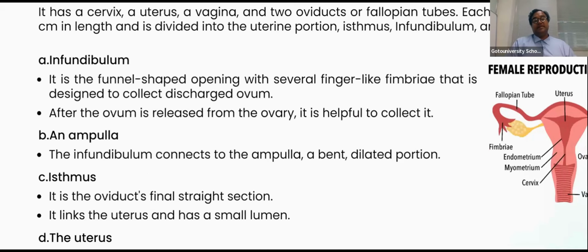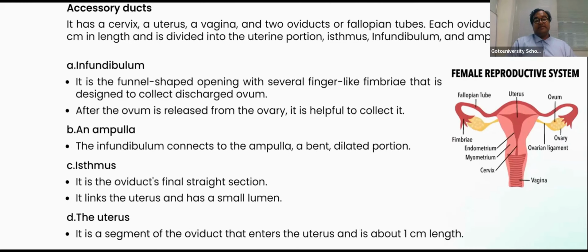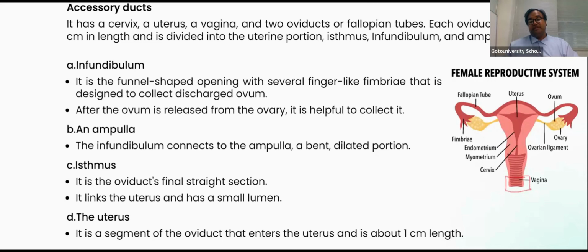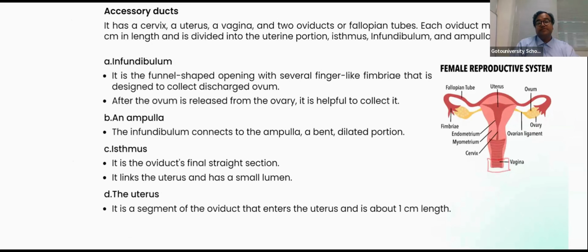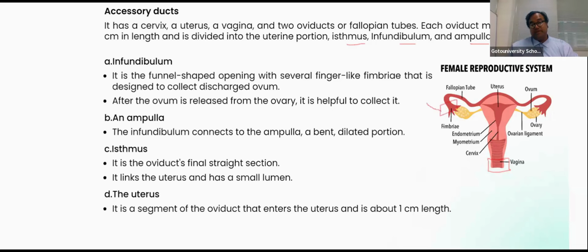You know very well the vagina is the external segment, a place where the sperm injection will be given. And the two oviducts or fallopian tubes are about 10 to 12 centimeters long, and each is divided into how many segments? Isthmus, infundibulum, and ampulla. So here the first segment of the fallopian tube is called what? Infundibulum. The funnel-shaped structure at the starting point of the fallopian tube is nothing but the infundibulum.